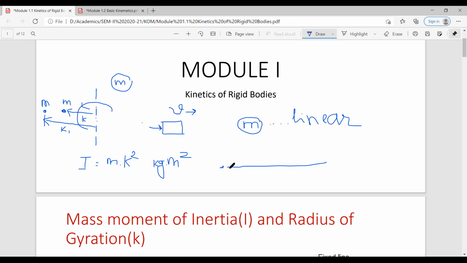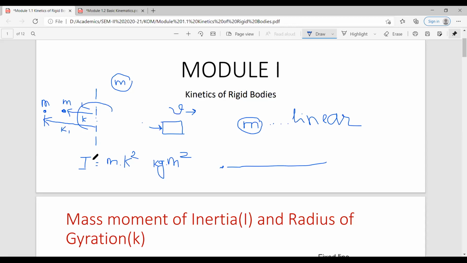As far as linear motion is considered, mass itself is sufficient to stand for inertia. Low mass, low inertia; high mass, high inertia. But in case of angular motion, mass alone is not sufficient to describe the inertia of the body. Inertia in angular motion also depends on how mass is distributed about the axis of rotation. If mass is at a farther distance, definitely its inertia will be higher. And if mass is distributed near the axis of rotation, its inertia will be less.